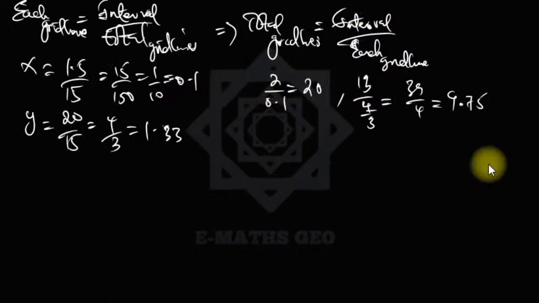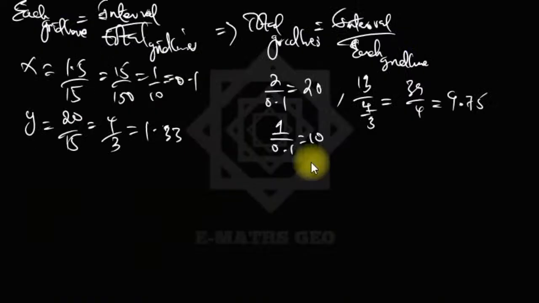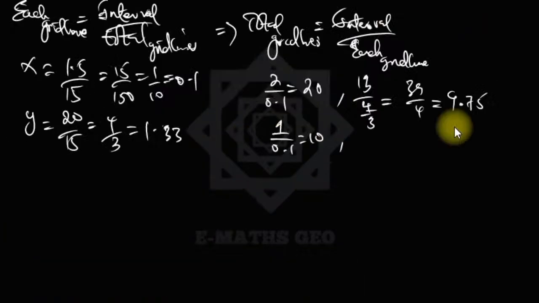So let's do the same. For x is minus 1, I told you the minus is just the direction. 1 over 0.1, which is 10, so 10 grid lines. So x will be 5, 10, C1 here. For y, it is 3. So 3 over 4 over 3, that's 9 over 4, that's 2.25. Yes.